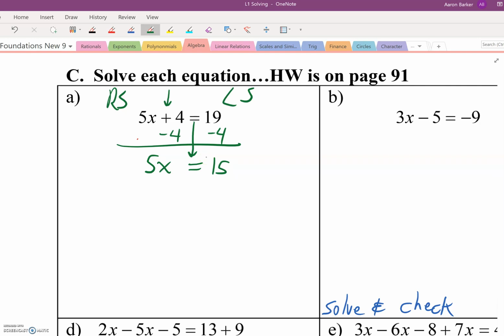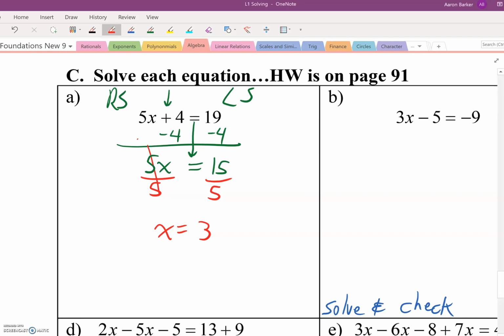What math operation is it? It is 5 times x. So the opposite of times, divide. And we don't just do it to the left side or the right side. We got to do it to both sides. And so when we divide, these cancel out, and we have x equals 15 divided by 5, which equals 3. And this x equals 3 is our answer.